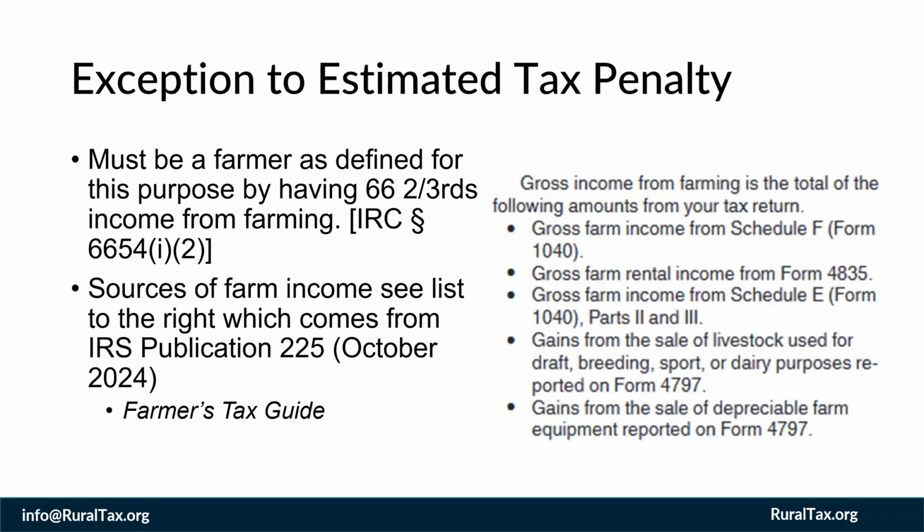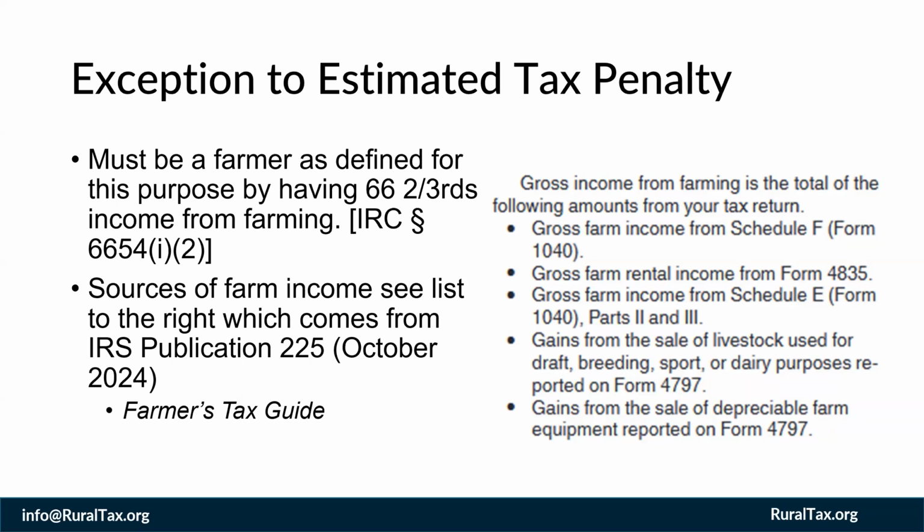So if we are self-employed, our income goes up, down. We broadly are a pay-as-you-go type of system relative to taxes, and there is the requirement to make estimated tax payments on a quarterly basis. However, there is an exemption or an exception if you're a farmer. And in order for you to qualify, that has the definition of having 66 2/3 of your gross income coming from farming. And there is the Internal Revenue Code section 6654(i)(2) that provides that sourcing.